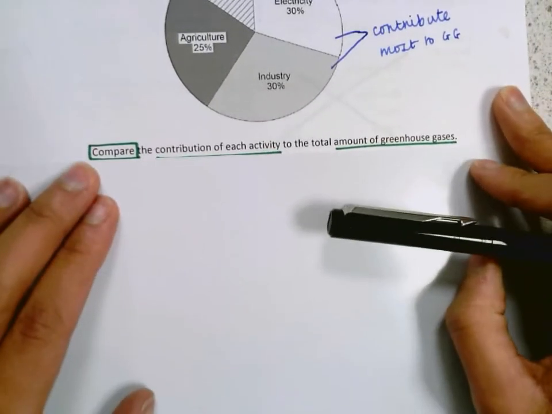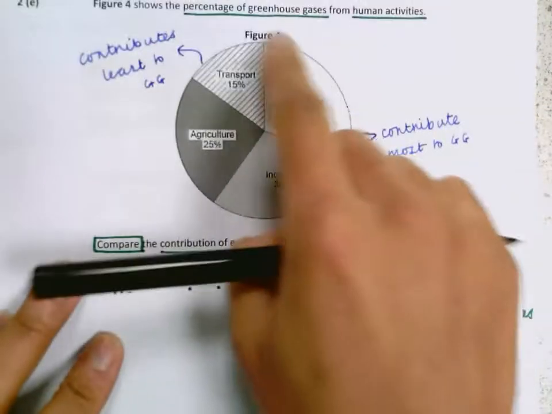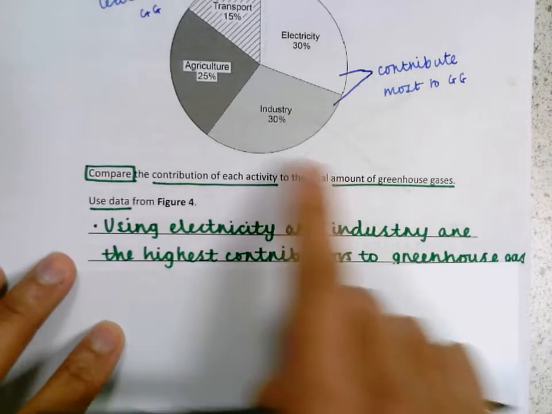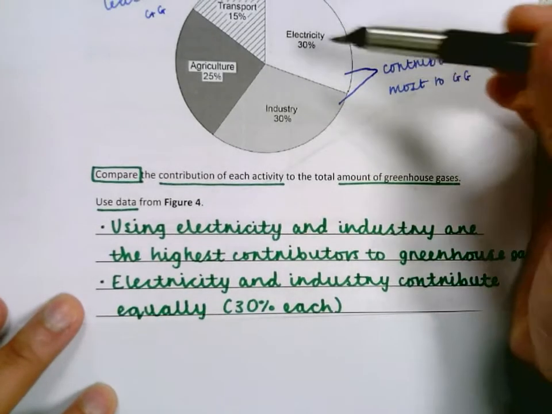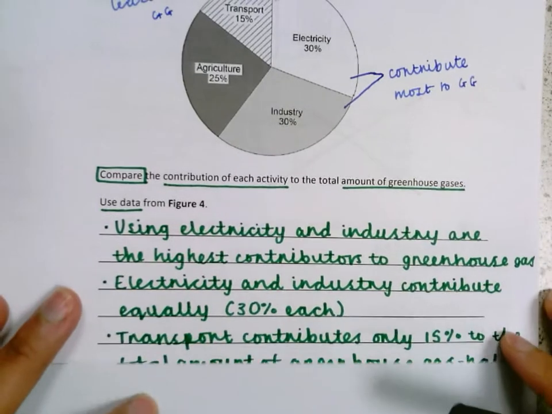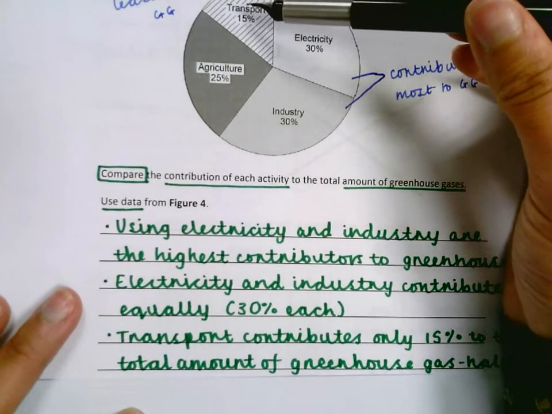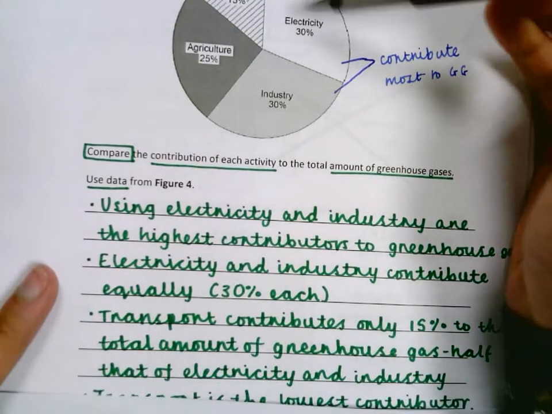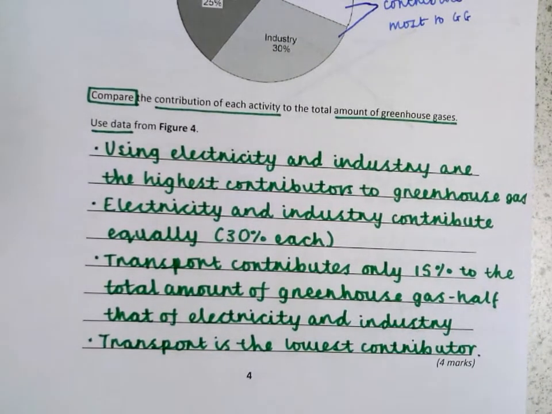Compare the contribution of each activity to the total amount of greenhouse gases. Use data from figure 4. So I said using electricity and industry are the highest contributors of greenhouse gas. Electricity and industry contribute equally. Transport contributes only 15% of the total amount of greenhouse gases, which is half that of electricity and industry, and transport overall is the lowest contributor of greenhouse gases in the Earth's atmosphere.